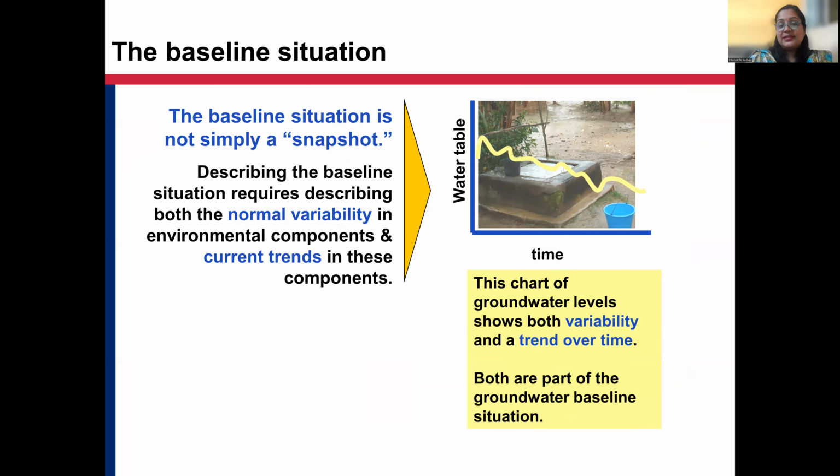The baseline situation comprises different types of things. The baseline situation is not simply a snapshot. Like for example, at this point of view, what exactly is the situation? However, while describing the baseline situation, it requires describing both the normal variability in the environmental components and the current trends in this component. For example, if the water is polluted at one particular region, we cannot expect that in the surrounding region the water will be crystal clear. So, what type of surrounding current trends are available, which is present in accordance with this baseline situation, needs to be taken into consideration.